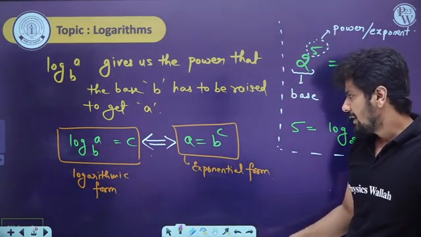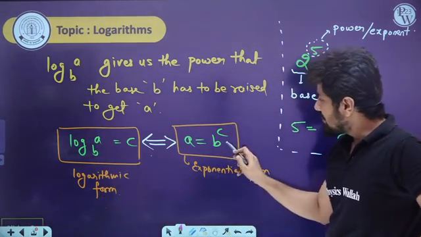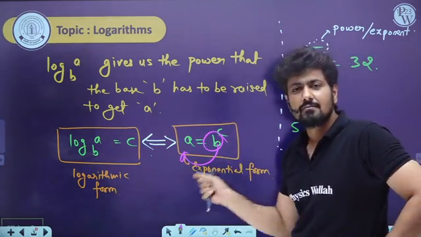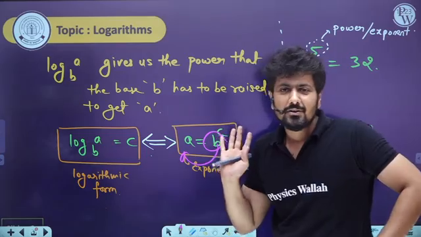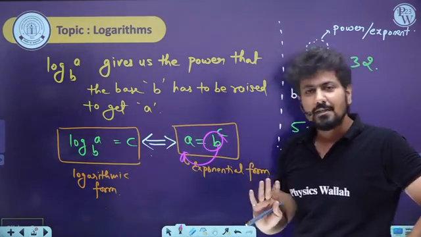In the similar way, if I want to convert this exponential form into logarithmic form, I need to send this b back again. I am sending this Bahubali back to its home. So in its home, it will be sitting in the base. So log of a to the base b is equal to c.